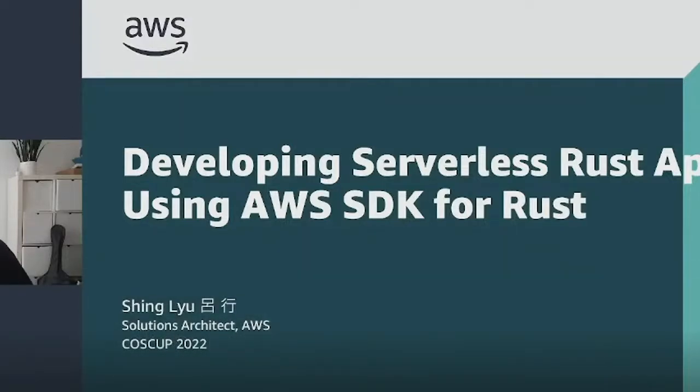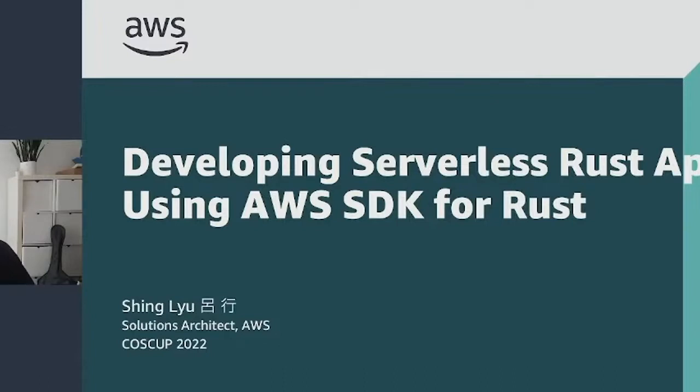Hi, thank you for having me here. My name is Xing. I'm a solutions architect in AWS. I mainly work with customers in the Benelux region, focusing on manufacturing. So I have a lot of experience with machine learning, IoT, but also Rust is my personal hobby. I've written 2 books on Rust, and I was quite active in the Rust community.